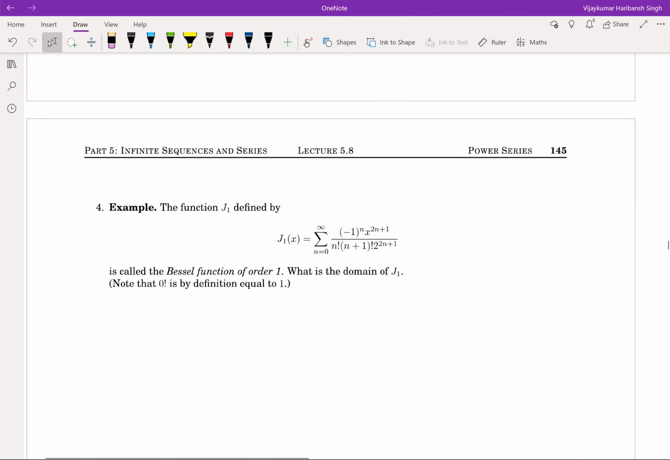Similarly, let's look at this function, which is called Bessel's function of order 1. It's an important function in differential equations. So what is the domain of this function J1? If you're asked about the domain, essentially you're saying for what values of x does the output make sense?